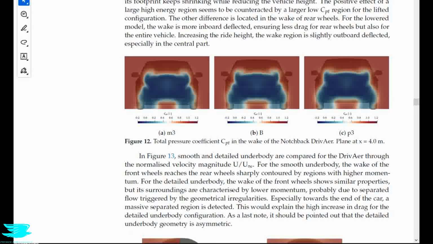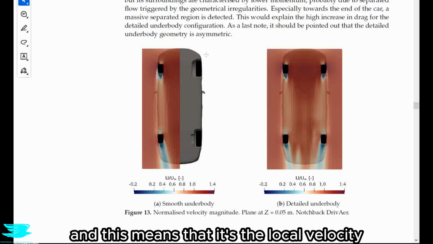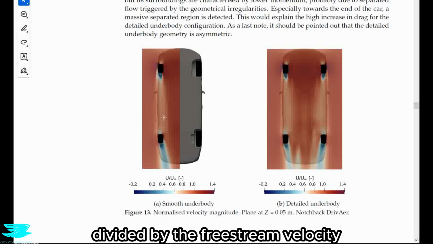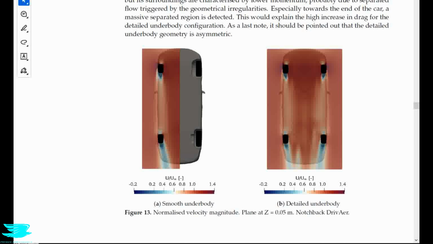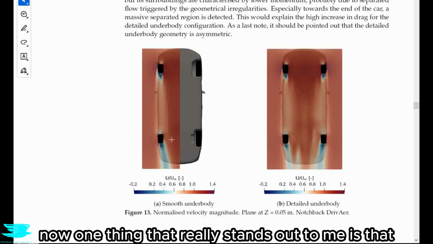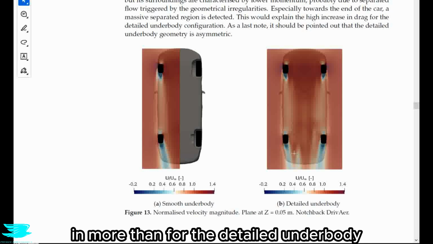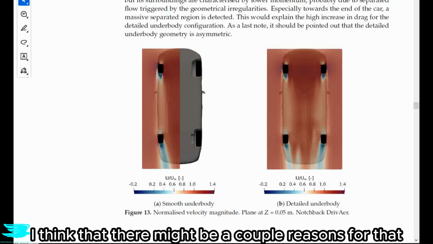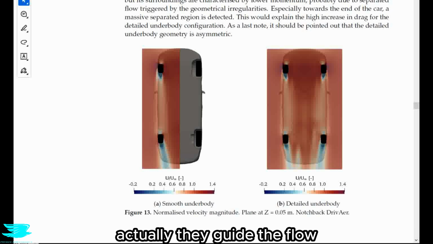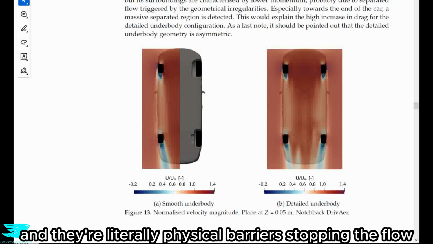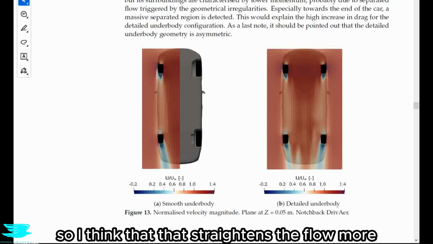In figure 13, we see the effects of the underbody details on the normalized velocity, and this means that it's the local velocity divided by the free stream velocity, and it ranges from minus 0.2 to 1.4. Now, one thing that really stands out to me is that the rear wheel wakes curve in more for the smooth underbody than for the detailed underbody. And I think that there might be a couple of reasons for that. The first is that the detailed underbody features guide the flow, and they're literally physical barriers stopping the flow from meandering around wherever it wants to. So I think that straightens the flow more.